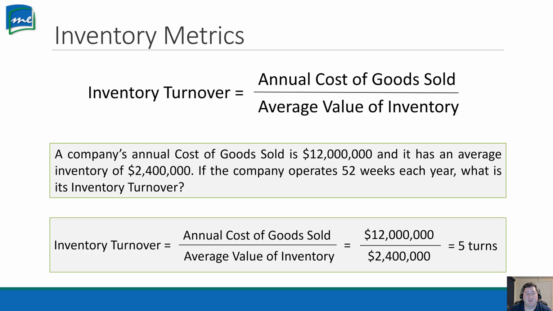It said the annual cost was $12 million, and it has an average inventory of $2,400,000. So we put the $2,400,000 on the bottom because that's where the average value of inventory goes. And then we do the math and it turns out to be 5 turns. So you can say it turns over 5 times in the year.